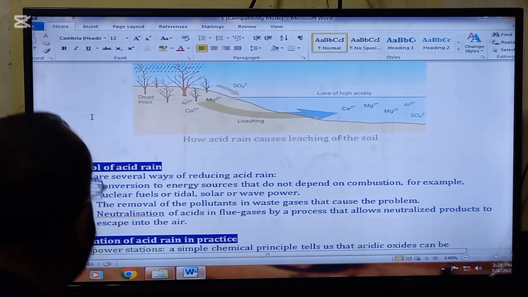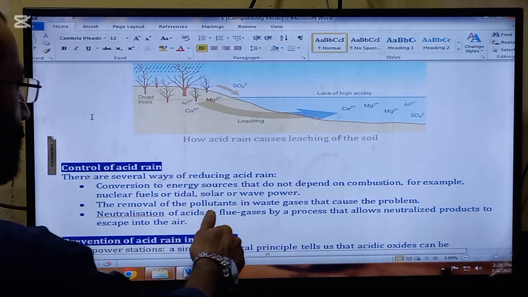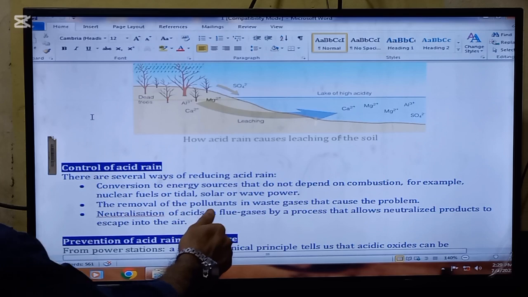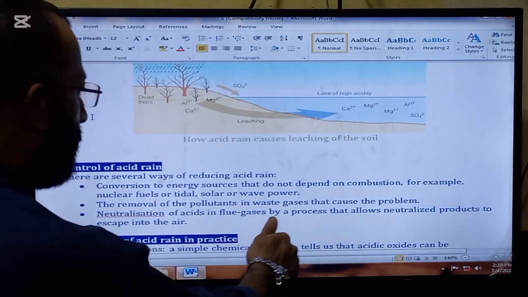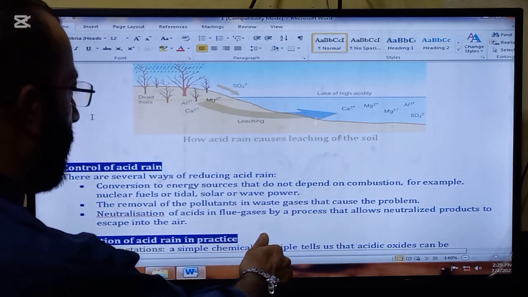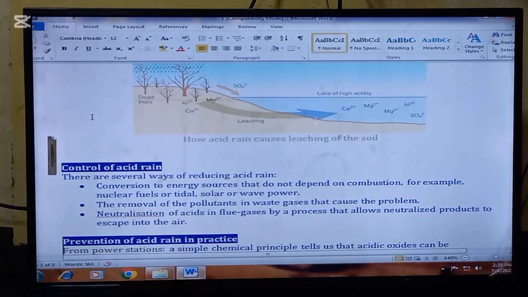Next we are going to read the control of acid rain. There are several ways of reducing acid rain. Number one is conversion to energy sources that do not depend on combustion, for example, nuclear fuels or tidal, solar, or wave power. Another way is the removal of the pollutants in waste gases that cause the problem. And the third way is neutralization of the acids in flue gases by a process that prevents the products from escaping into the air.